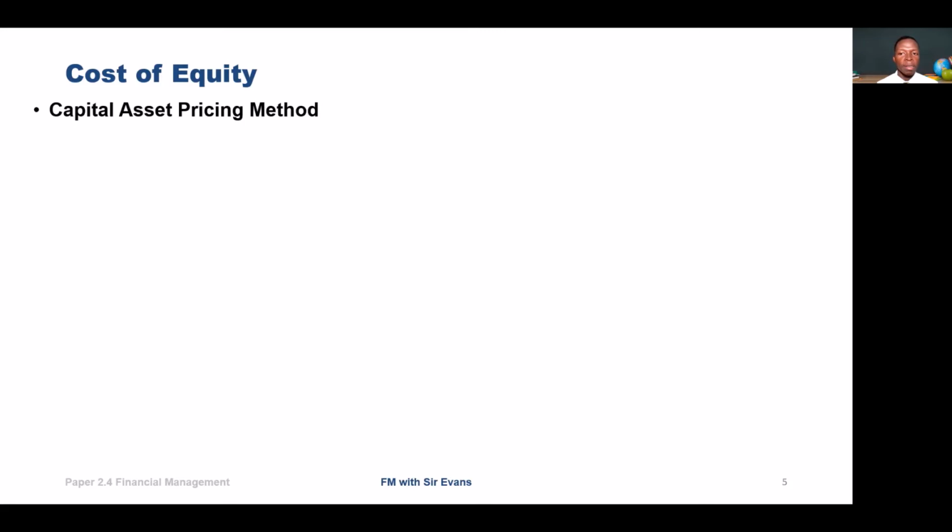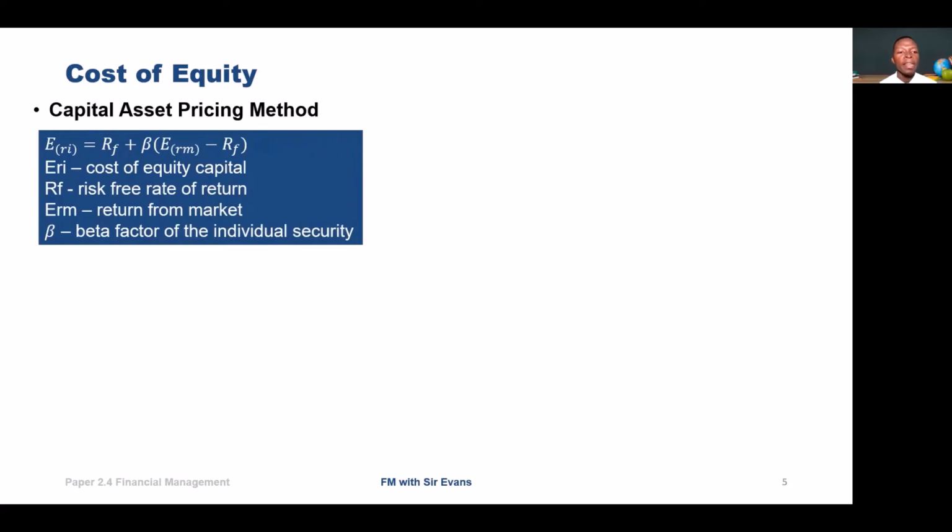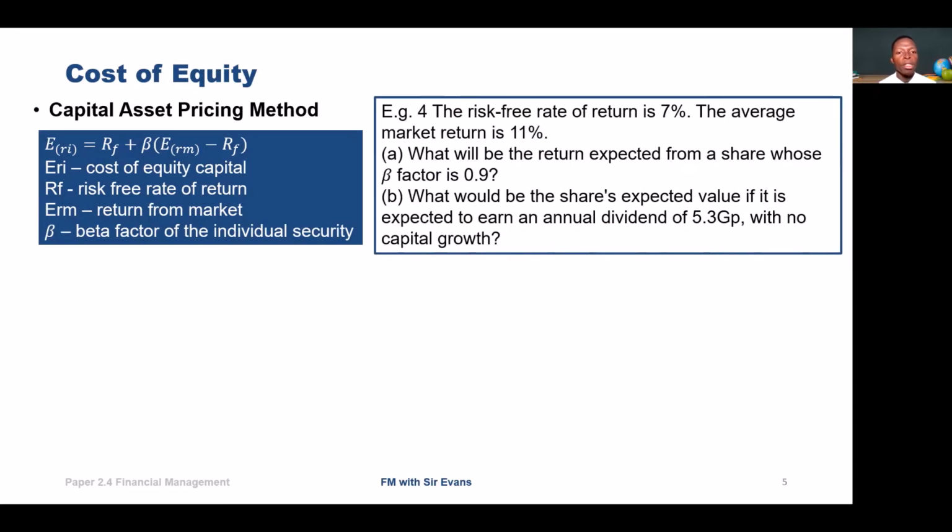So under the capital asset pricing method, we are considering the cost of equity to be the risk-free rate of return, and also a beta factor is introduced, and a return from the market is also introduced. So the cost of equity capital becomes RF, where RF is the risk-free, plus the beta into brackets, the return from the market minus the risk-free rate. So we'll take a question to look at that. The risk-free rate of return is 7%. The average market return is 11%. What will be the return expected from a share whose beta factor is 0.9?